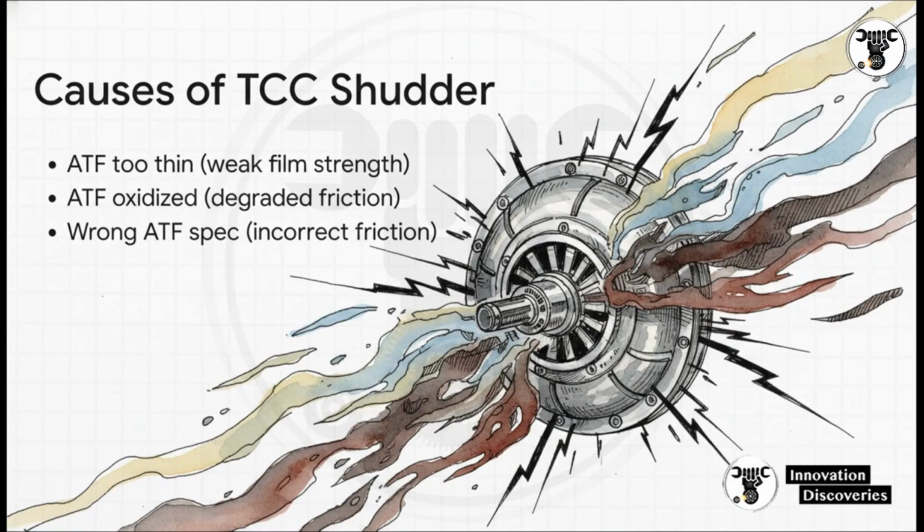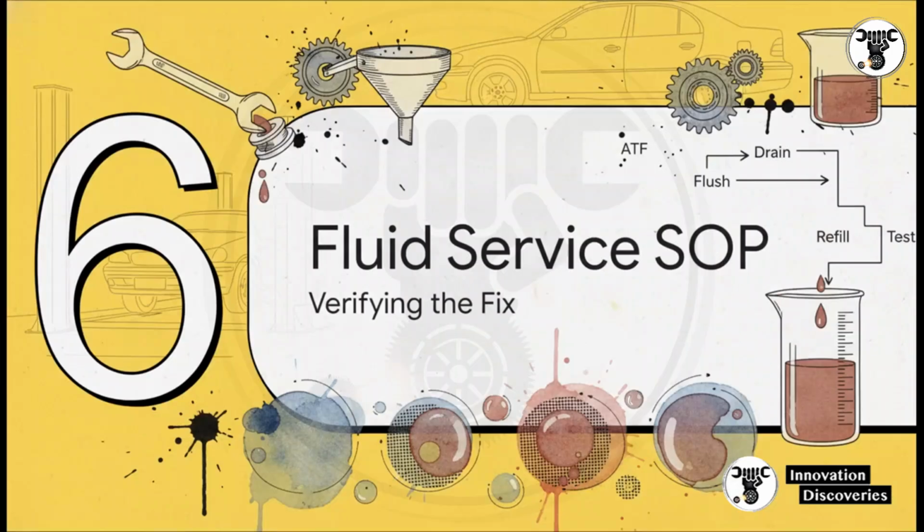The shutter happens because the ATF is too thin, which provides totally inadequate film strength. Or the ATF is oxidized, meaning the friction modifiers are degraded. Or honestly, someone just put in the wrong ATF specification entirely, which gave the clutch the wrong friction modifier package and is causing it to grab and slip inconsistently. You must always verify the fluid condition before you even think about replacing that converter. And that brings us to Section 6, our fluid service standard operating procedure, so you can actually verify the fix.